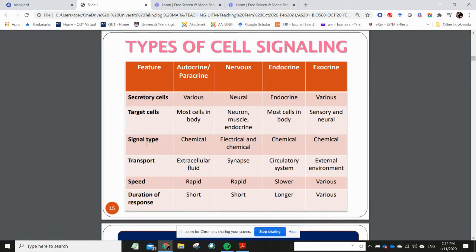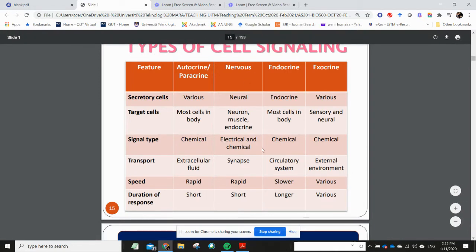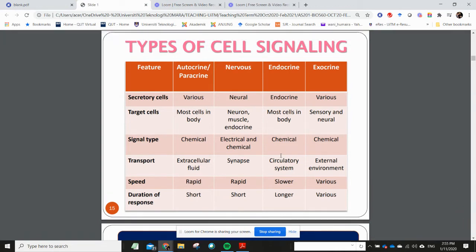Signal type. Autocrine and paracrine, the signal type is chemical, meaning the substances. Nervous system, nervous cell signaling, electrical and chemical. Endocrine, exocrine, chemical. Okay, the secretion, the chemical messenger. So the signal type we say chemical. Transportation. Transportation of autocrine paracrine is extracellular fluid. Why? Because it's local area or the cell itself, so it does not involve the circulatory system.